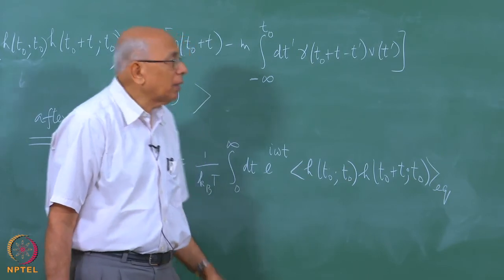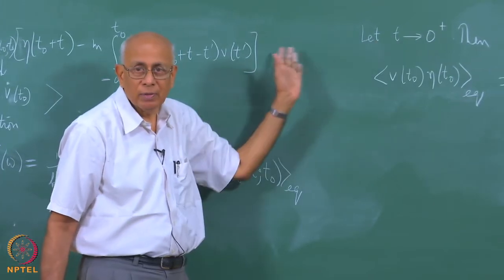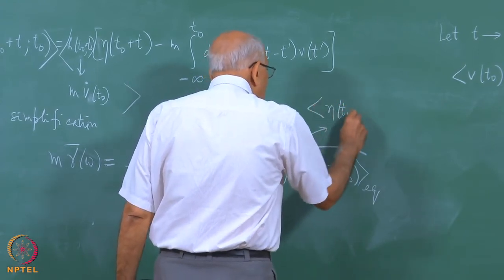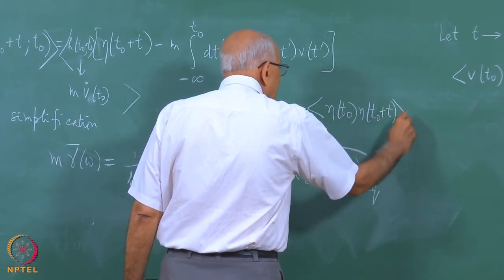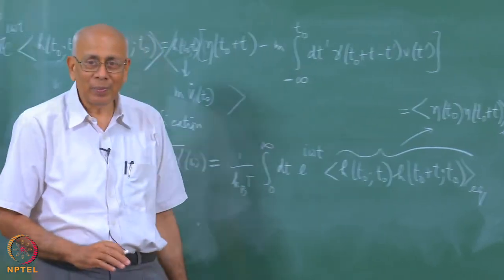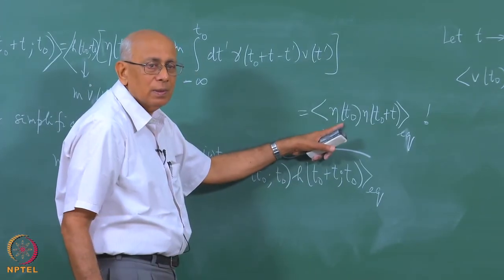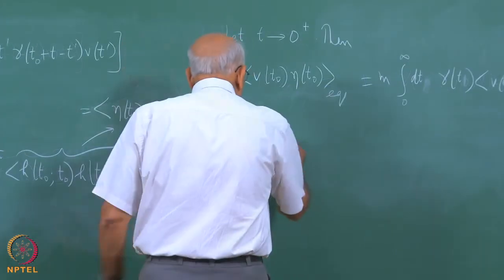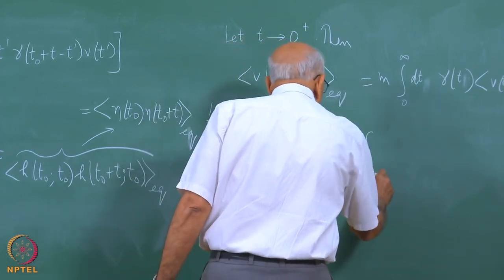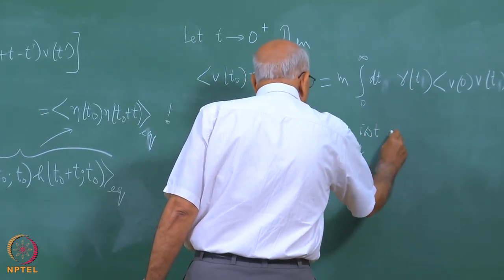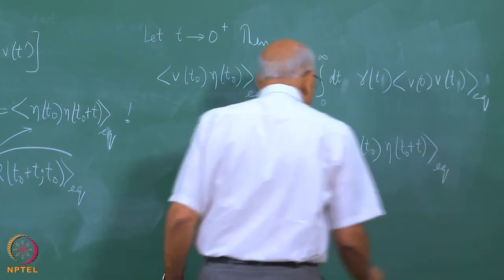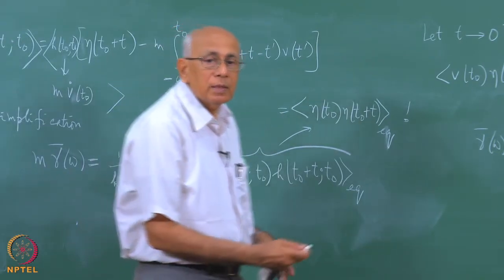But if you use the properties of this correlator, which we've derived from this equation, then one can show that this quantity is exactly equal to eta of t naught plus t times eta of t naught. It's equal to it. This portion is exactly equal to this. So you end up with this relation which says gamma bar of omega equals 1 over m k Boltzmann T integral 0 to infinity dt e to the i omega t, correlation of eta of t naught plus t with eta of t naught. This is the second fluctuation theorem.